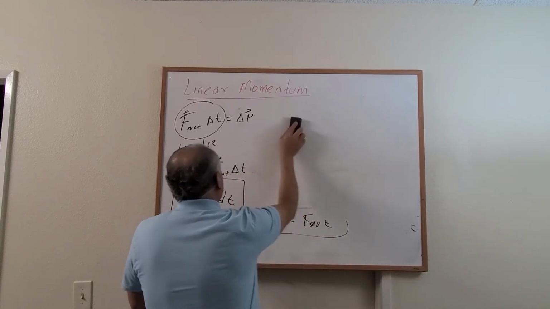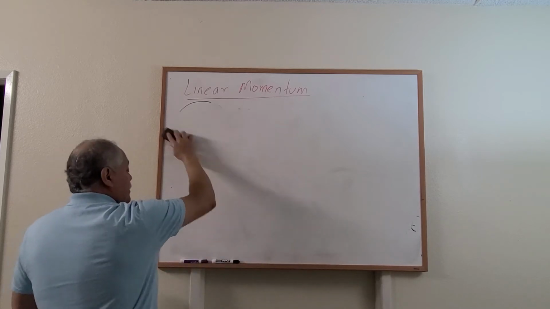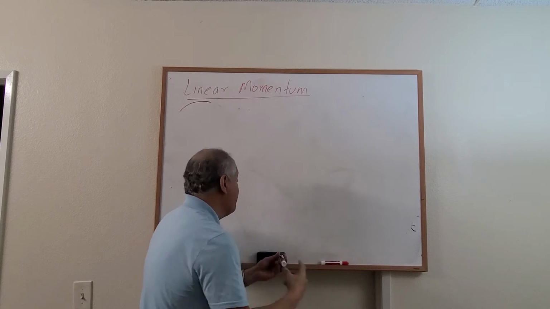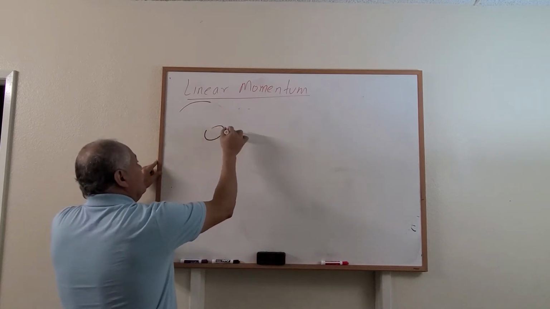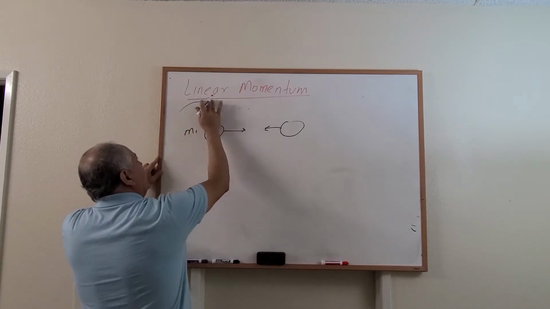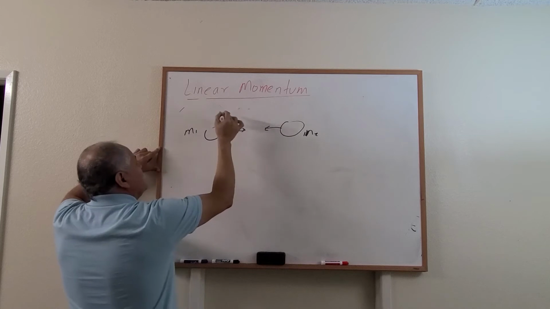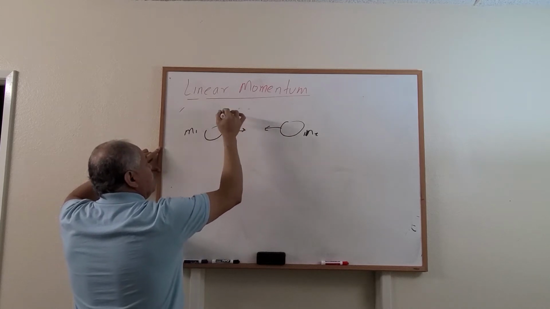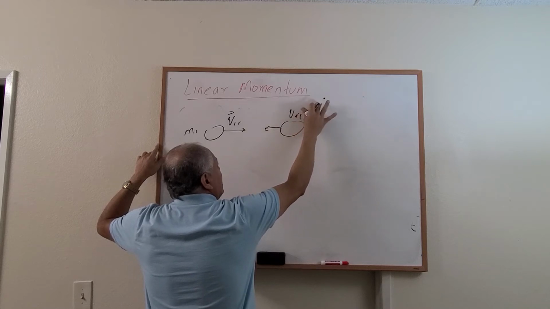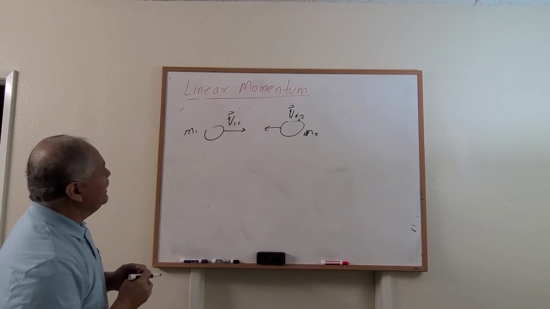Imagine that we have a collision of two objects. Two objects collide. We have this object moving in this direction, and this object moving in this direction. This is m1, this is m2. And this is the initial velocity of particle 1, and this is the initial velocity of particle 2. Like that.